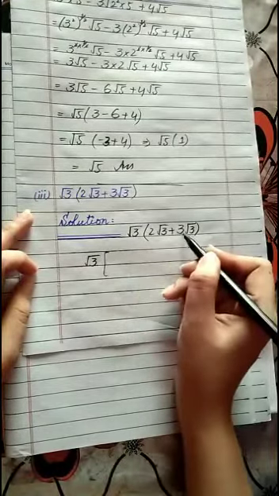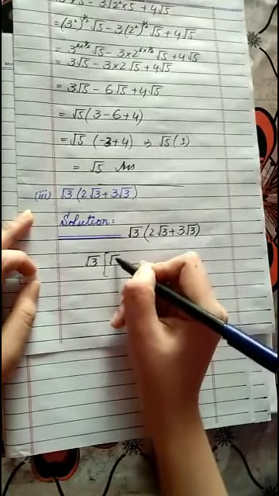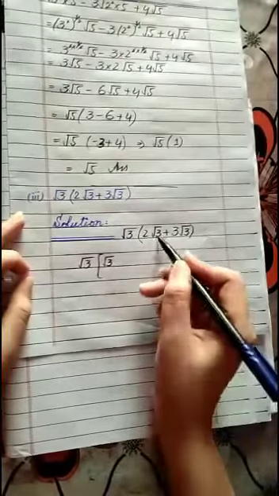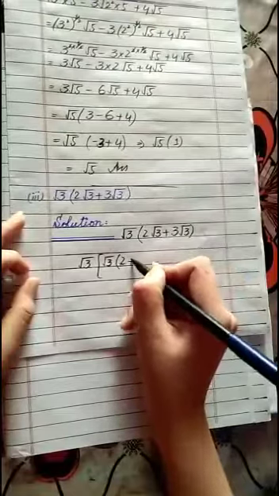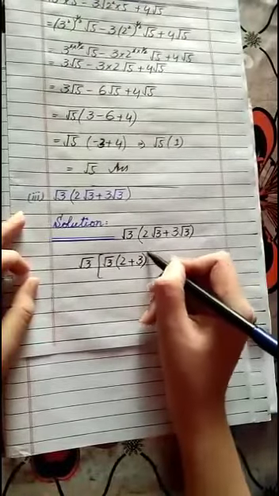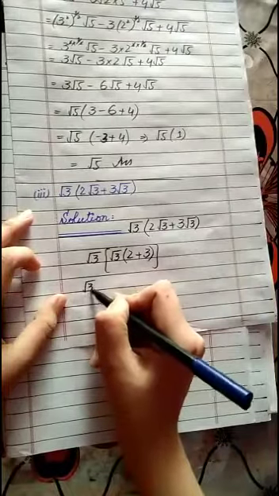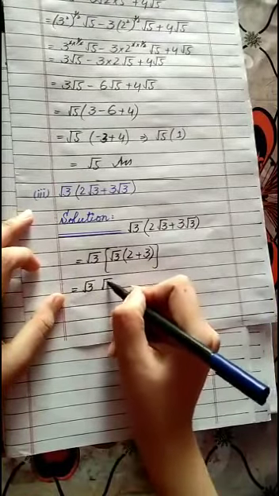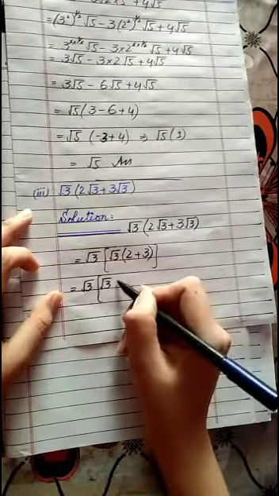But what is common? First of all, we will take common. What is common here? Square root 3 is common. So we have taken square root 3 common from both values. What is left inside? 2 plus 3 is left inside. We will solve these both. Square root 3 common as it is. It is 5.